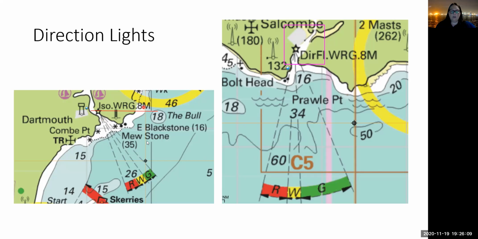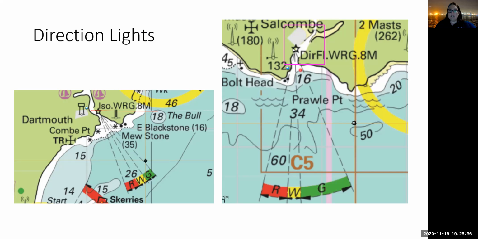So if I'm coming into Dartmouth and I want to come straight up the center of this channel here, I would want to try and keep my boat in that white sector. I would be seeing it going white and then off, and then white and then off. Remember, equal portions of light and dark. If I was too far over to the port hand side, I'd be seeing the red. If I was too far over to the starboard side, I would be seeing the green.